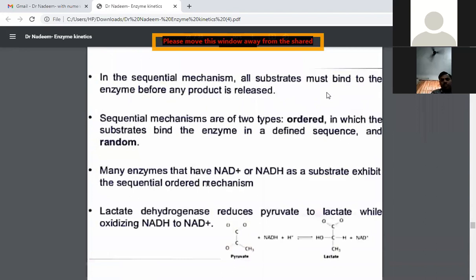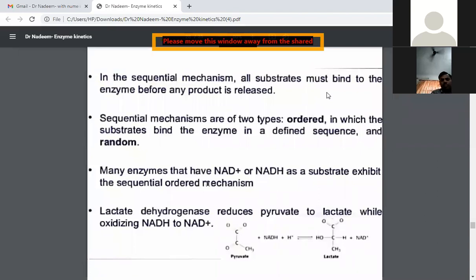What is a sequential displacement reaction? This is a multiple substrate reaction type. In this type, all substrates must bind to the enzyme before any product is released. And these are again of two types: the sequential order mechanism, which is the order type, in which the substrates bind to the enzyme in a defined sequence, and random.